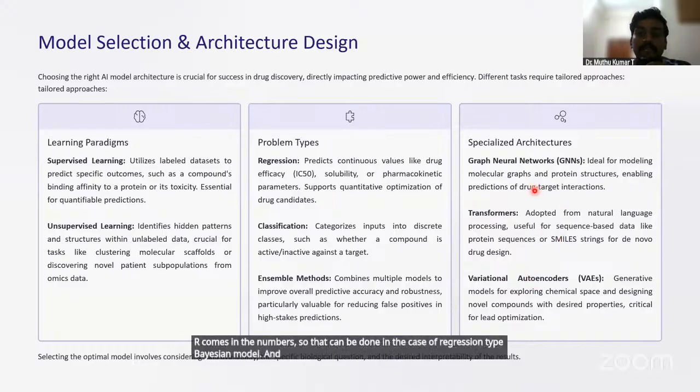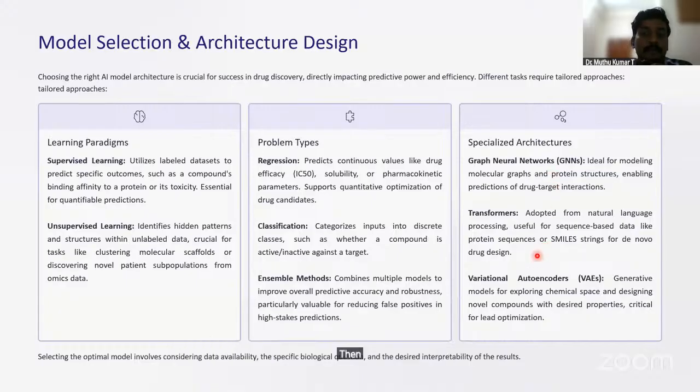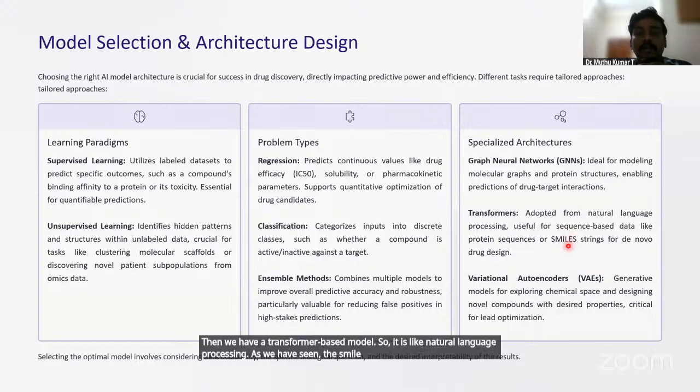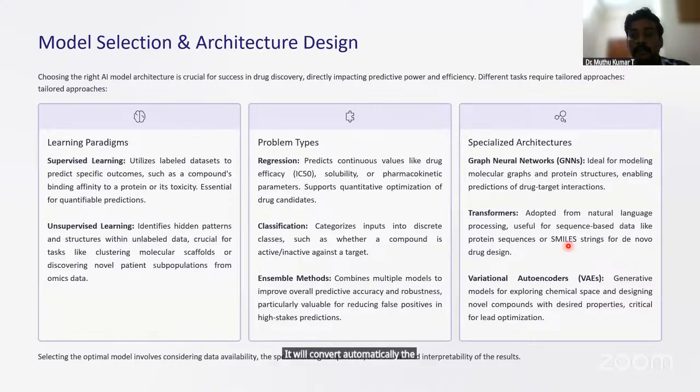And we have several types of models here also, like the graph based neural network. It works on molecular graphs, like image based prediction. Then we have transformer based models, which are like natural language processing. As you have seen, SMILES is one way of representing drug molecules. How SMILES is converted into a machine readable format is done by the transformer based model. That model automatically converts the SMILES to numbers. So that is nothing but a transformer based model.